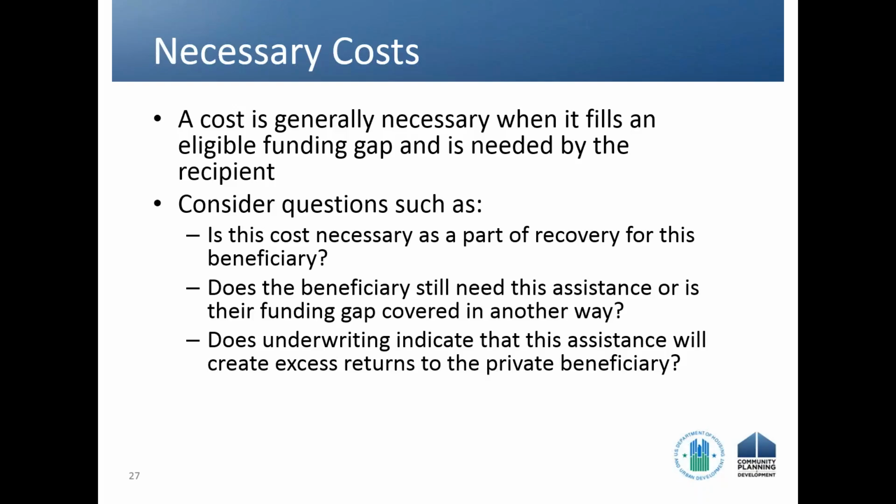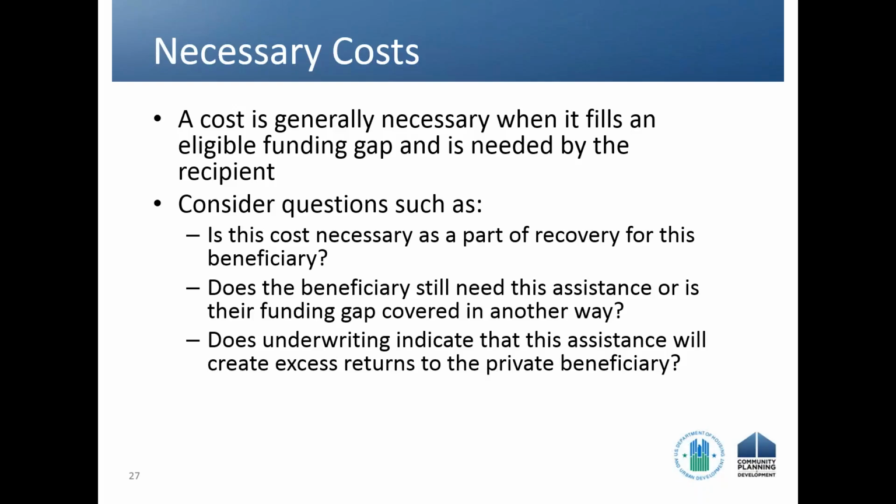We want to ask ourselves the question: how is this expense that I'm trying to pay for necessary in order for the recipient to be able to recover from the storm? And if you document that, however that is, and again, typically it'll be some sort of cost analysis, that'll help.